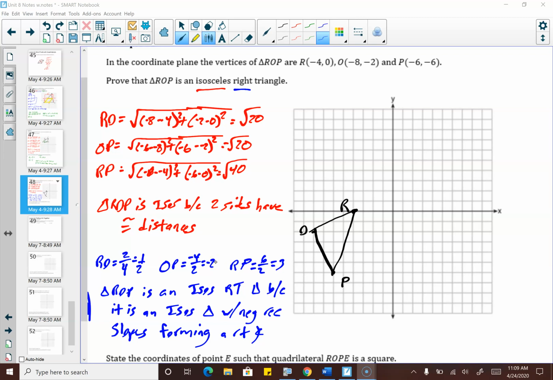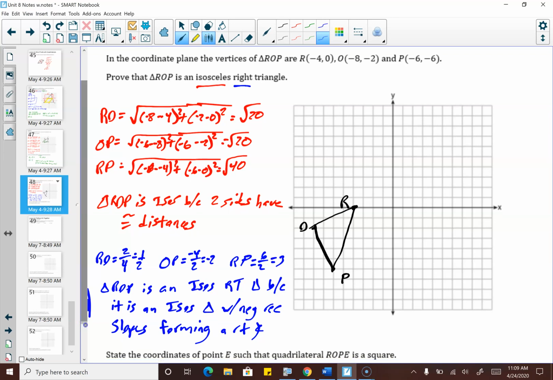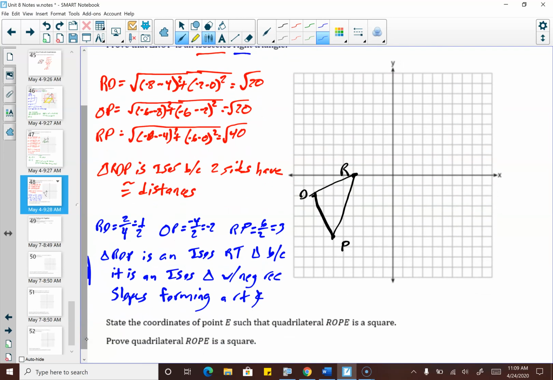So triangle ROP is an isosceles right triangle because it's an isosceles triangle with negative reciprocal slopes forming a right angle. So remember, when you prove something, such as I did isosceles, and then I want to prove something else, I want to carry down what I proved earlier. So since I proved it was isosceles first, I wanted to make sure I wrote because it is an isosceles triangle, and then proved why it was right. Okay, so once you prove something in a sentence, you want to make sure you carry that fact down in any additional sentences as it goes on.